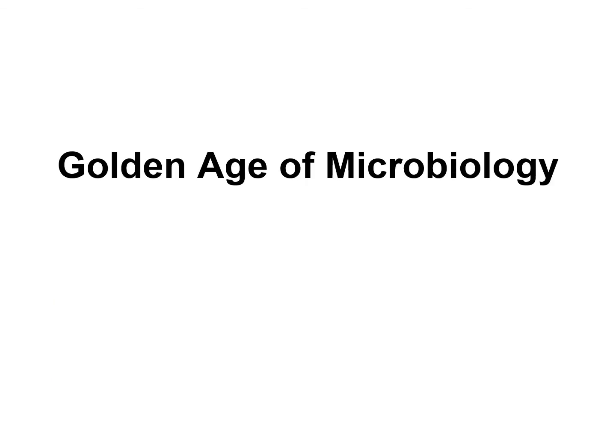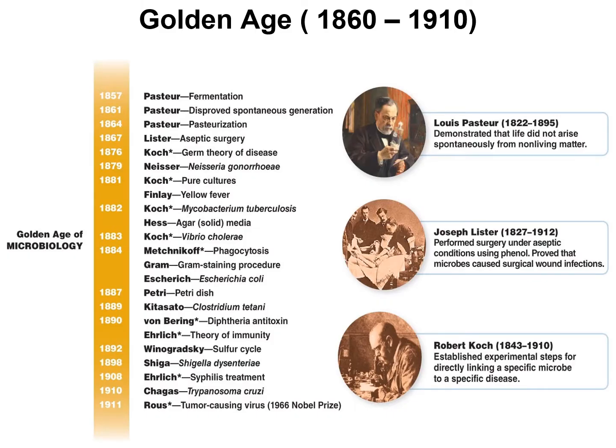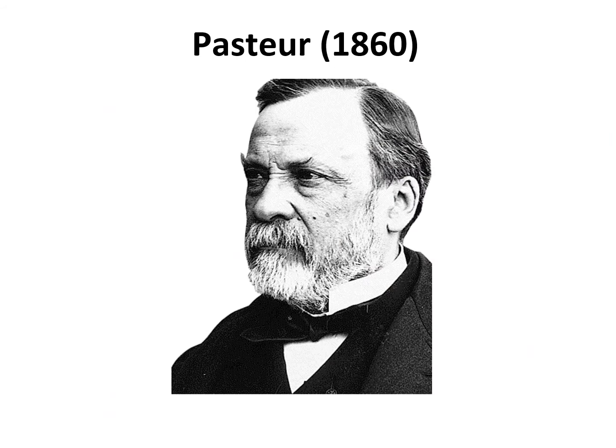All of those scientists that I just talked about, they were laying the foundation for the golden age of microbiology. So in the golden age of microbiology, there are 3 scientists who really stand out, and that is Louis Pasteur, Joseph Lister, and Robert Koch. Pasteur is probably the most famous microbiologist, and actually he is considered the father of microbiology, and he was a French scientist in the mid-1800s.